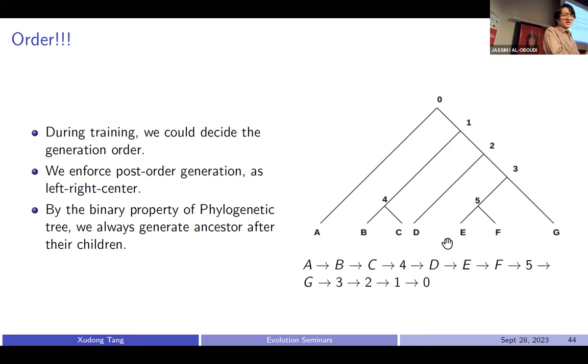So since the phylogenetic tree is always going to be a binary tree, this post-order generation would always be strictly enforced by the bottom-up order. So if you look here, let's say the ancestor node for B and C is 4. 4 is generated after we know B and C. 5 is after E and F. 3 is after 5 and G, and 1 is after 4 and 2. So each ancestor node is always generated after their child nodes.